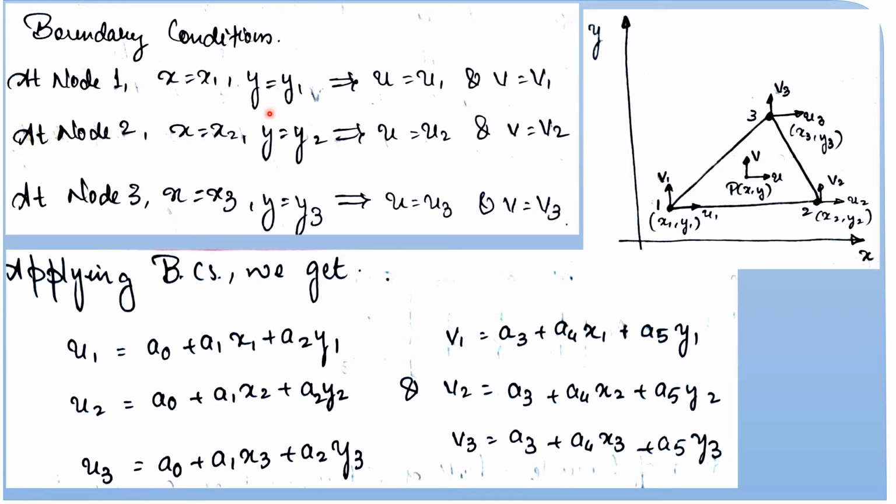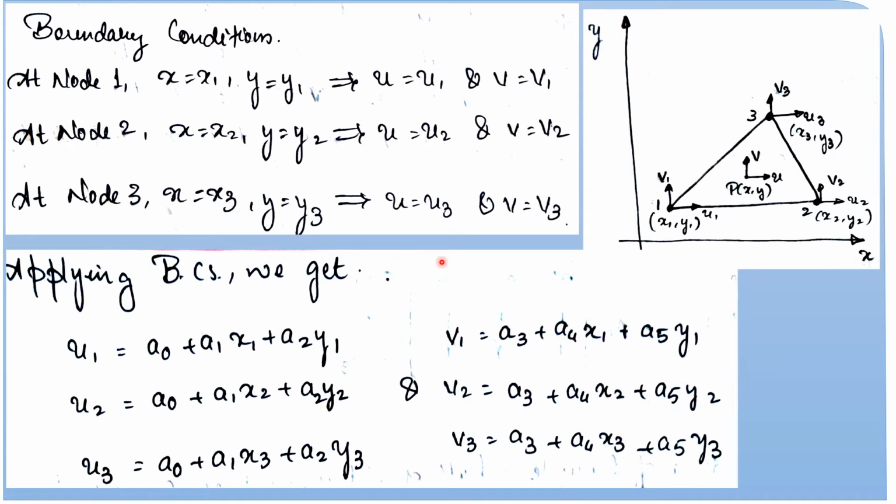Now when you apply these boundary conditions and substitute back in the above equations, you will get these equations. With respect to u and with respect to v: u1 is equal to a0 plus a1 x1 plus a2 y1. Here a0, a1, a2 are common, with x1 y1 for node 1, x2 y2 for node 2, and x3 y3 for node 3. The same holds for displacement in y direction, that is v1 v2 v3. You can see a3, a4 and a5 are the same, only the node values x1 y1, x2 y2, x3 y3 change. You have to write this equation.